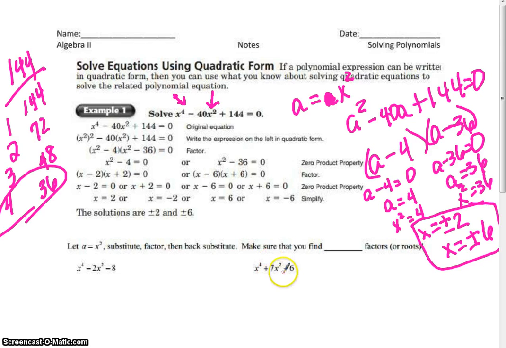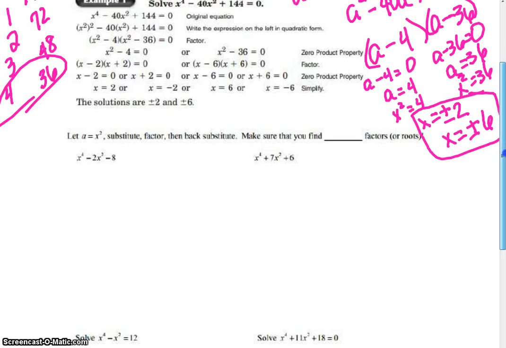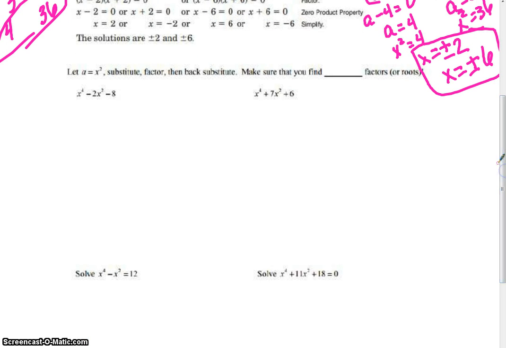Okay, so you really have 4 answers, because quadratic has 2, but a polynomial is going to have more than 2. Okay, they did it a different way up here. Might not be the way that you want to do it. I recommend the way I just did this one. So the key is you're going to substitute a for x squared, factor it, and then go back to x squared and then break that down.